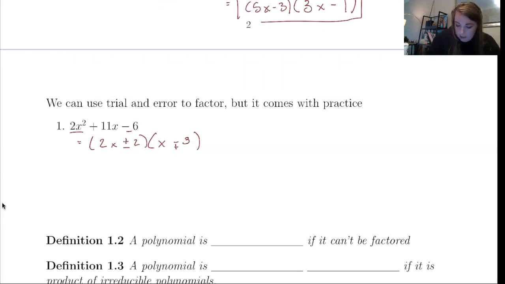But then I would get 2x plus or minus 6. That's like 12x plus or minus 2x. That doesn't get me anywhere close to 11. That gives me 10 or 14. So that's not going to work. What if I switch the 2 and the 3?